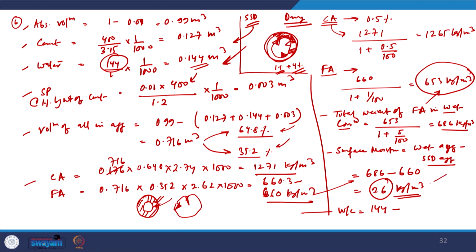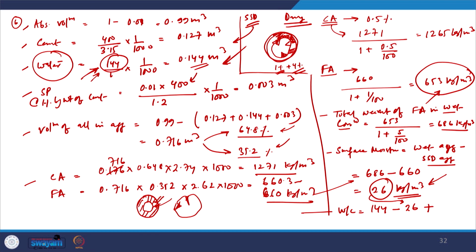But again we have some surface moisture in the fine aggregate, which means this water content ideally should be reduced, because this is the extra water which we are adding, but already in the fine aggregate we have some presence of free moisture which we need to adjust in this water content. So, for the presence of free moisture we have to first subtract 26, and then we have to add the additional amount of moisture which is present. What is that additional amount of moisture which is present?